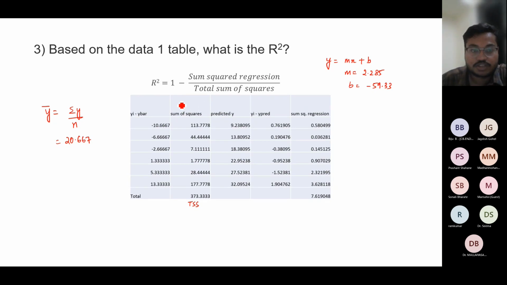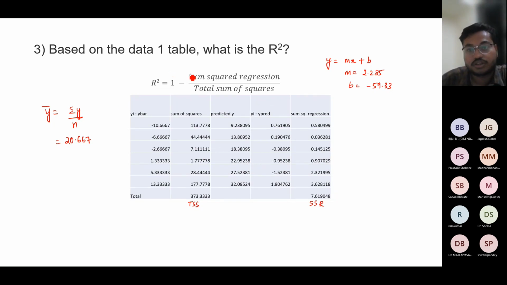Then we'll subtract the actual value of y from the predicted value of y to get this difference. This is called the residuals, or the regression difference. Then we'll take the square of all of these. So this will be 0.76 squared, which is 0.58, and 0.19 squared, which is 0.036, and so on. And these squares we'll sum to get the sum squared regression, or the sum square of residuals.